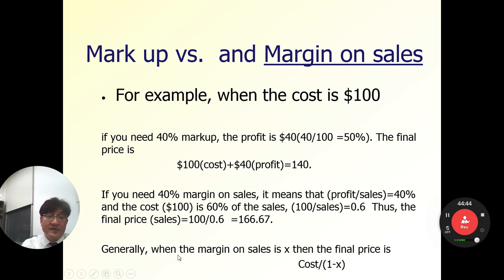More generally, when the margin on sales is X percent, then the final price is cost divided by 1 minus X. If the margin on sales is 0.3, then the final price is going to be cost divided by 1 minus 0.3, which is 0.7. Then it will give you the final price.